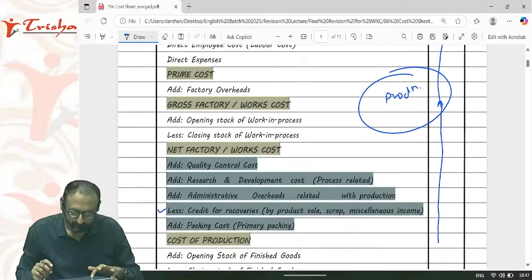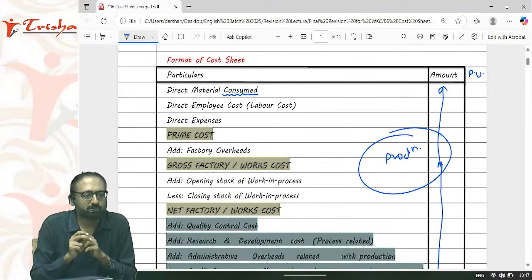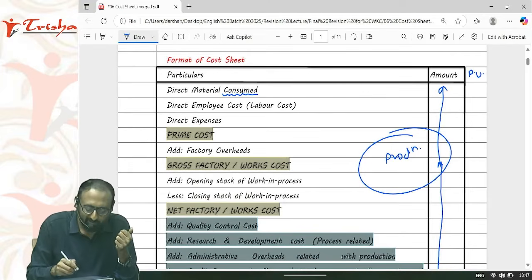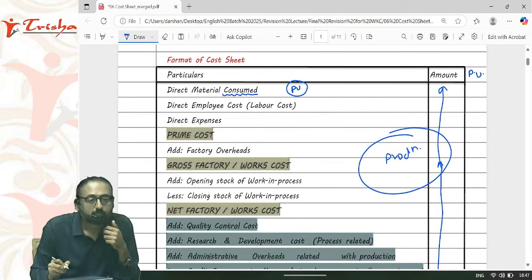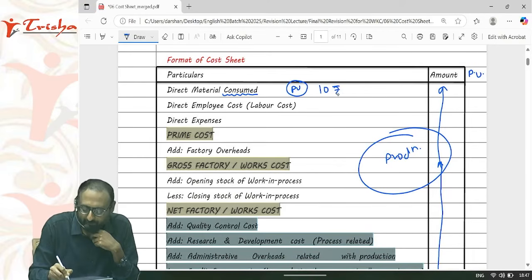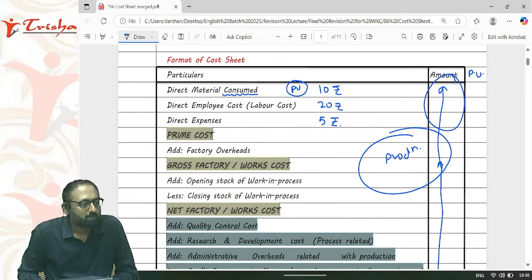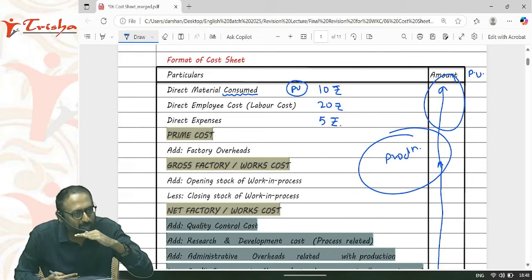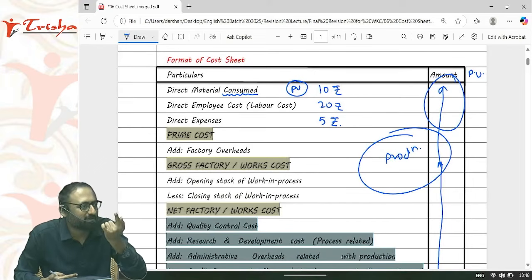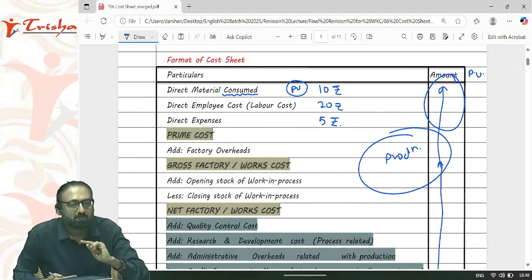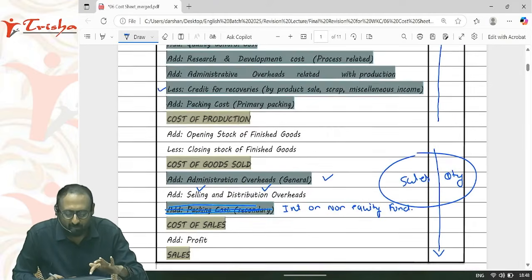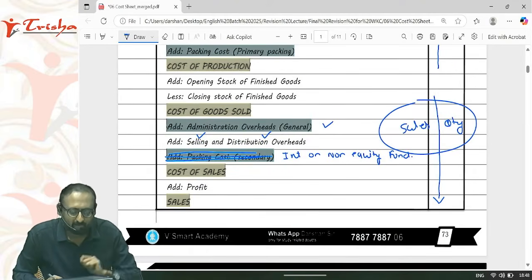Sir, if in a question material cost is given per unit, suppose 10 rupees per unit, labor cost is given 20 rupees per unit, direct expenses is given 5 rupees per unit, and I want the total, what will I do? Multiply by which quantity, sir? I told you, up to cost of production, consider production quantity. After cost of production, consider sales quantity. Some students make a mistake here.